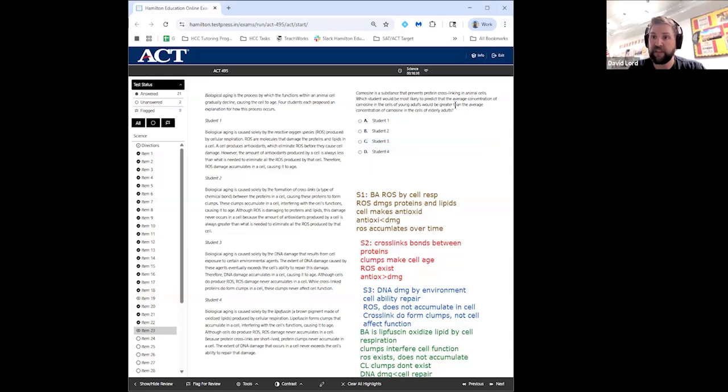Which student most likely would predict that the average concentration of carnosine in cells of young adults would be greater than the average concentration in the elderly adults? So what you could argue is that in the beginning, you have the carnosine which prevents cross-linking, but over time, as the carnosine degrades, you can have more cross-linking occur. So this would tie back into student 2.